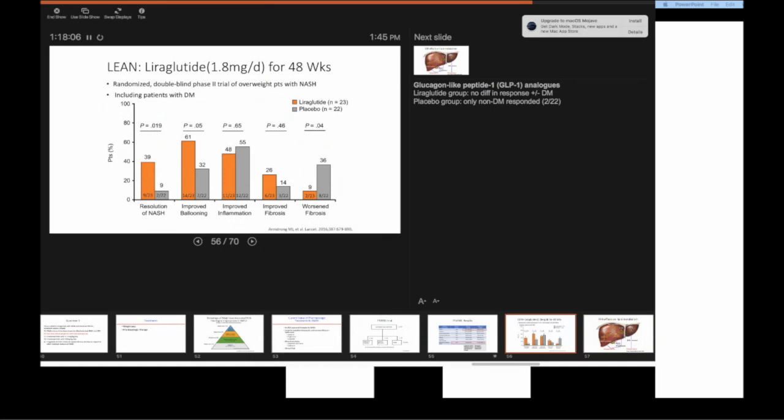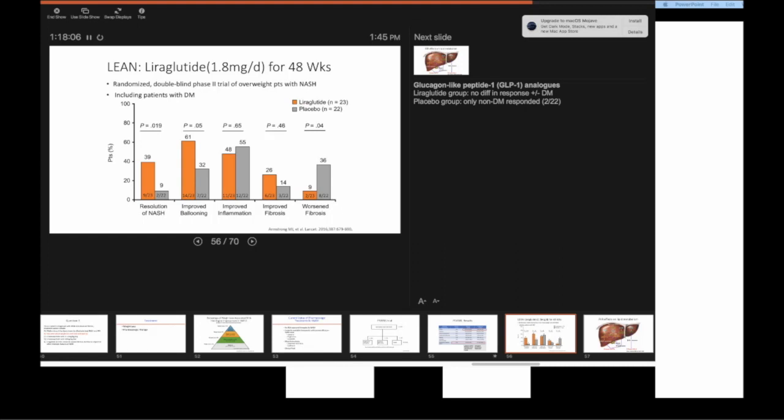Liraglutide is one of our GLP-1 analogs that's gained a lot of traction. It's being studied in further studies now with semaglutide, the once-weekly injection. But this was the LEAN trial out of the UK. And one other thing is the time frames are starting to decrease. The PIVENS trial was 96 weeks, and here with the LEAN trial we're at 48 weeks. And you'll see with the trials the numbers are coming down.